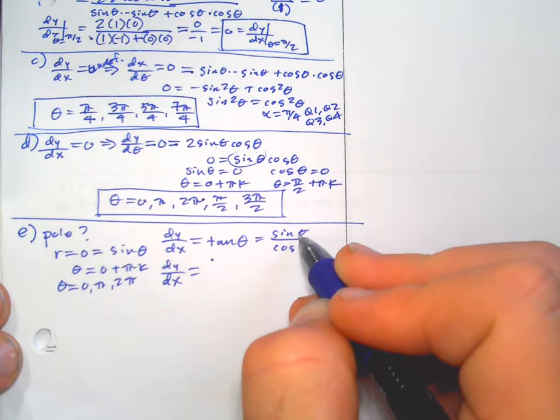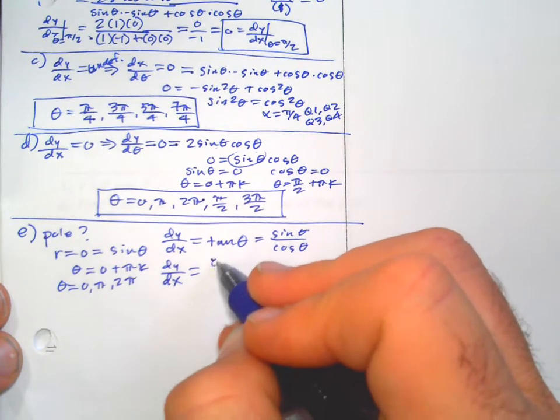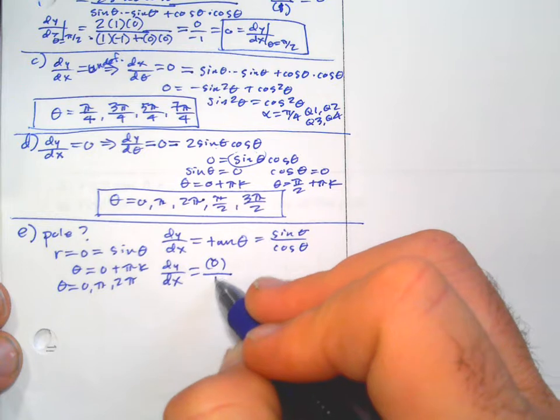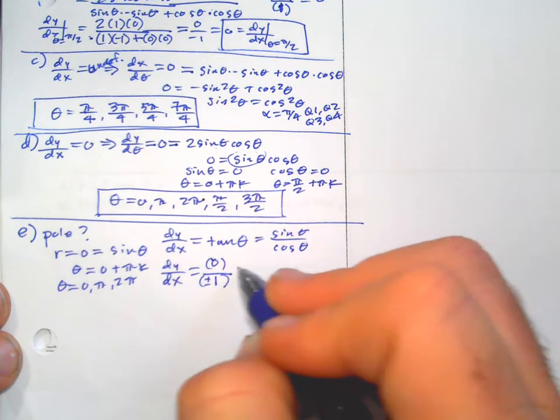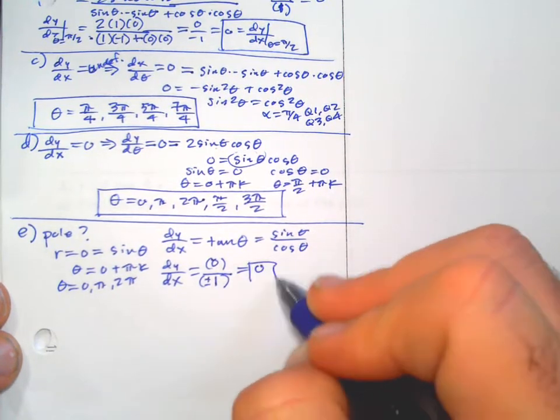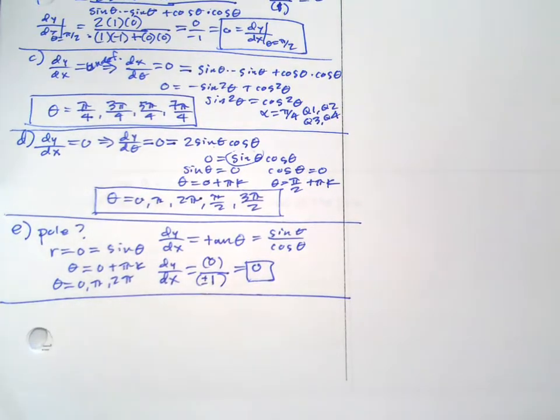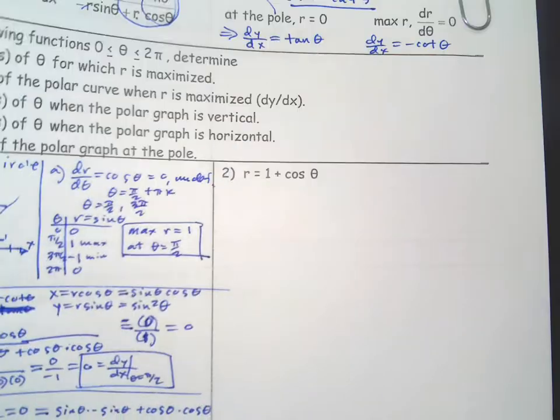No matter what, sine is going to be 0, and the bottom is going to be either 1 or negative 1. It's going to come out to 0. Okay. Next one is cardioid.